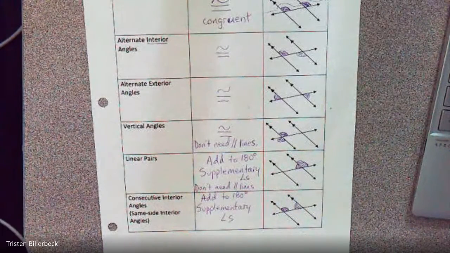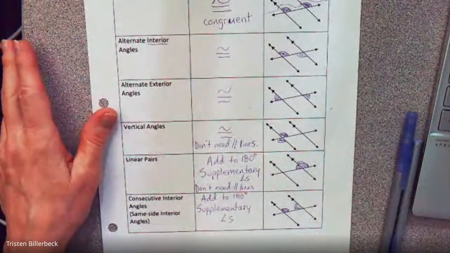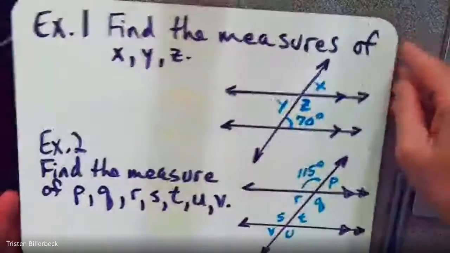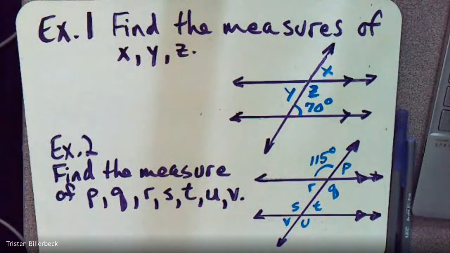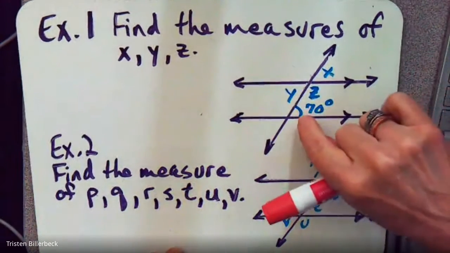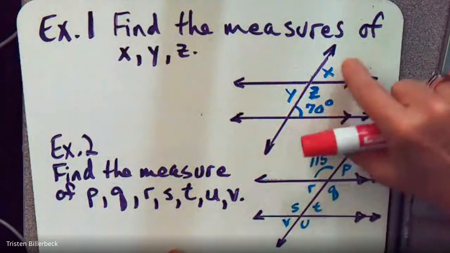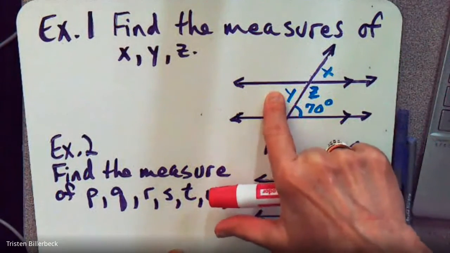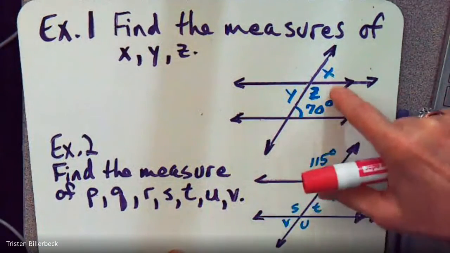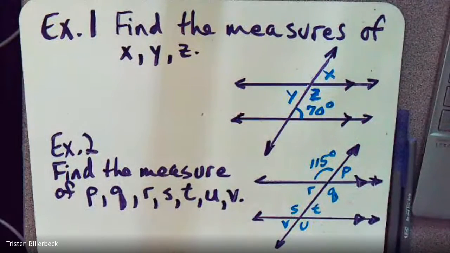All right, so now you have the cheat sheet, which I will scan and give you a copy of this fabulous sheet. Now let's look at some examples. All right, so if I have this example here, it says find the measures of X, Y, and Z. So let's look at how we might find that. So there's so many ways we could find this. Okay, 70 is a corresponding angle to X. 70 is an alternate interior angle to Y. And 70 is a consecutive interior angle to Z.